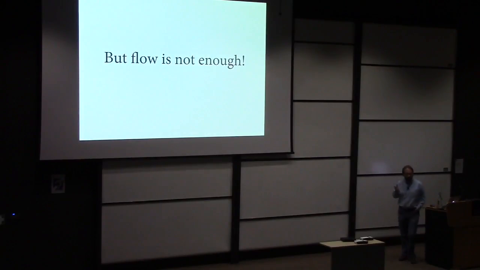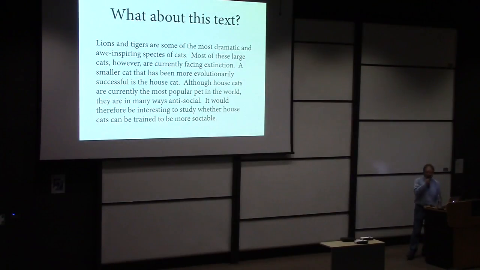Okay, good. So that's flow, and that's for me one of the major problems. It's a sort of basic problem. If you don't have flow, the reader just gets very confused very quickly. But flow is not enough. So let's look at this other example to see why that's the case.